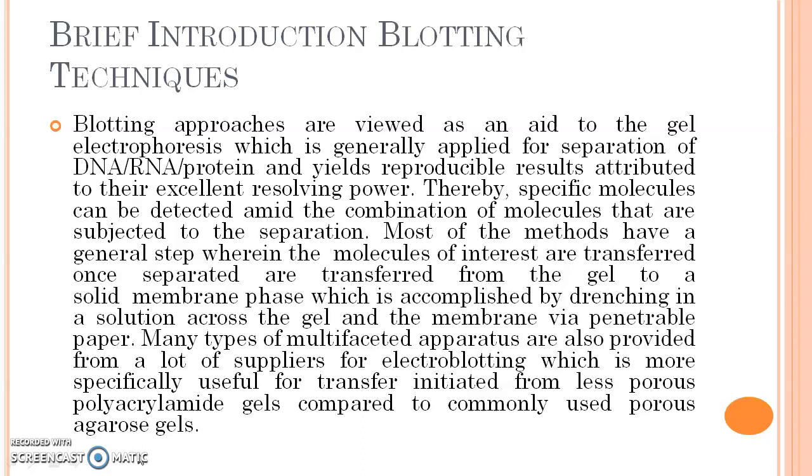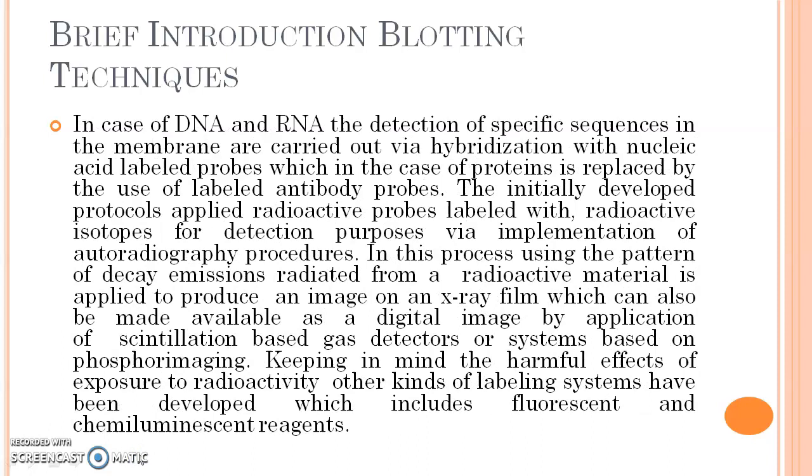Many types of apparatus are also provided by suppliers for electroblotting, which is more specifically useful for transfer from low-porosity polyacrylamide gels compared to commonly used porous agar gels. In the case of DNA and RNA, the detection of specific sequences on the membrane is carried out via hybridization with nucleic acid labeled probes, which in the case of proteins is replaced by the use of labeled antibody probes.